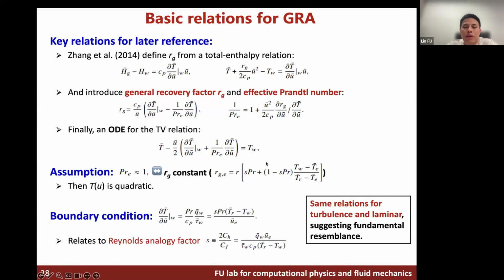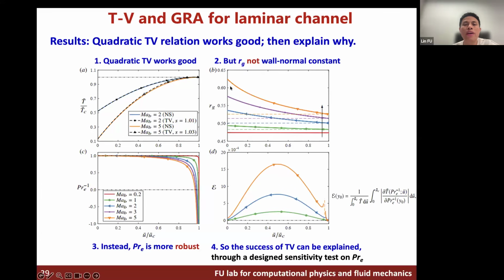However, it's very well validated. So the point is, we want to know for different types of flow whether this assumption is correct and why the relationship works. So first, we examine this so-called TV relationship for laminar channel flow. You can see you get a perfect collapse to the DNS TV relationship. But if you examine the assumption, Rg is apparently not constant, okay? But Pr_e equals 1 is very robust.